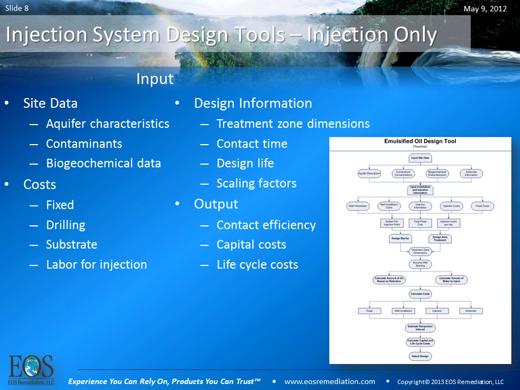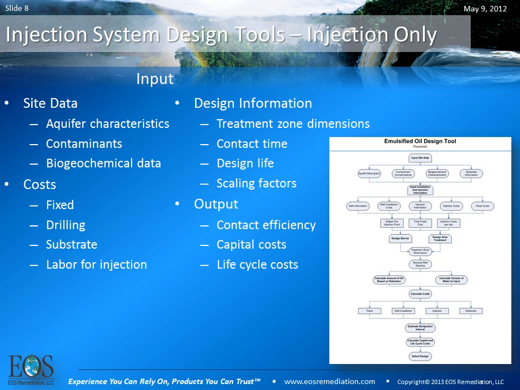In terms of design information, you have treatment zone dimensions, contact time. Contact time in particular is a key parameter, particularly for treatment efficiency. Your design life and your scaling factors. And scaling factors are dimensionless factors that are used in the model basically to compare between simulations. But it represents the amount of oil, so the mass of oil or the volume of oil per unit of aquifer material that is there. And we'll be talking about those in some slides ahead.